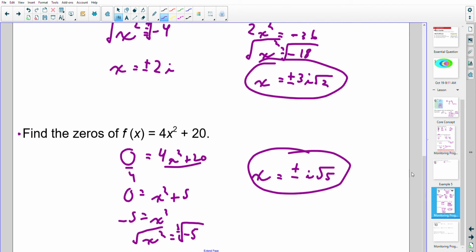Okay, that's doing more with complex numbers, including solving for the zeros of a function even though you have a negative under the radical sign.